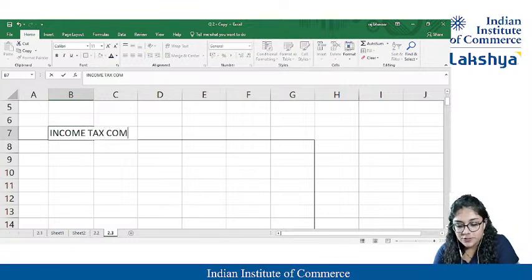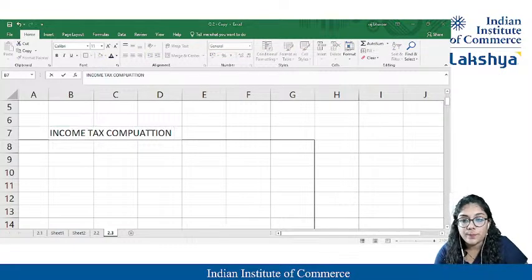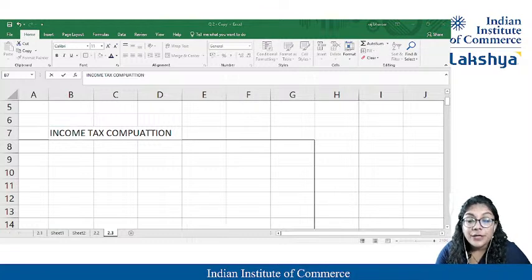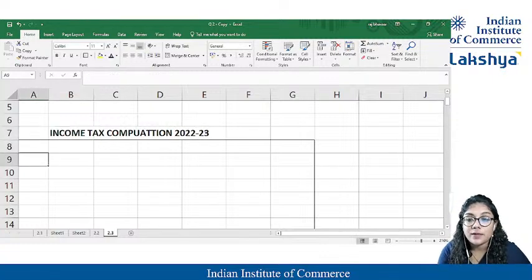Income tax computation for whatever is the year. So my year turns out to be 2022-23. So yes, I need to write that 2022-23 also. That is 2022-23. So make it bold.